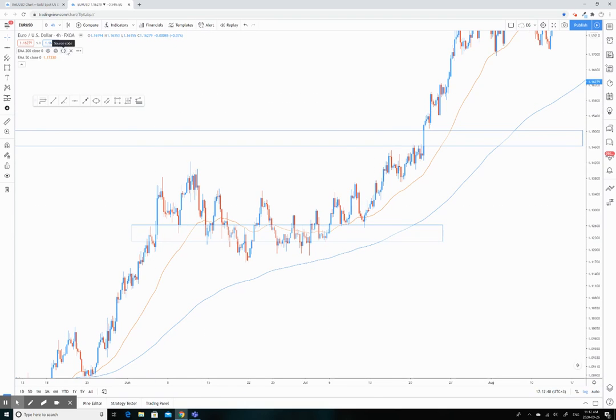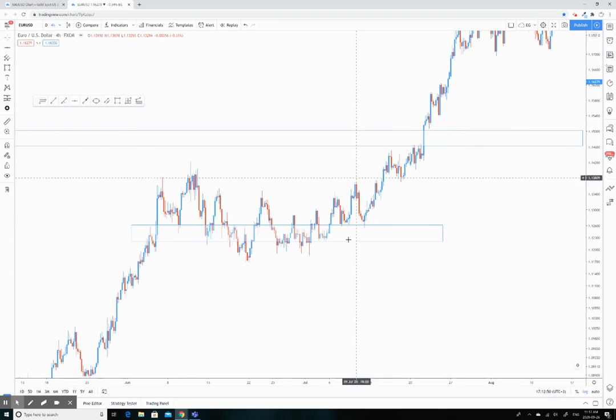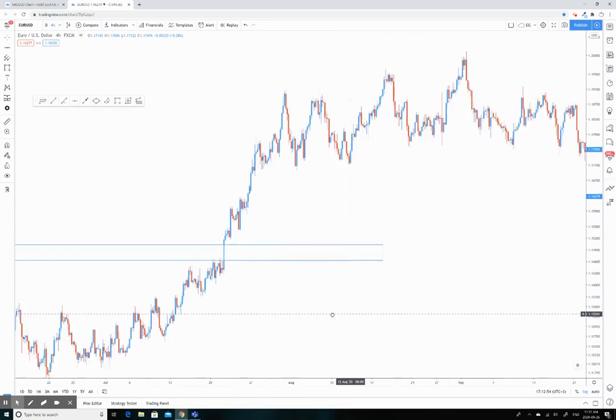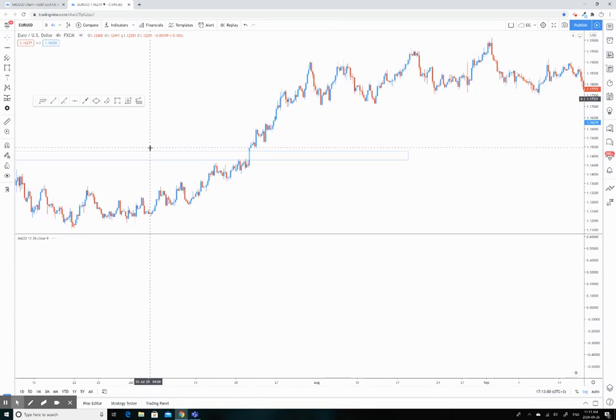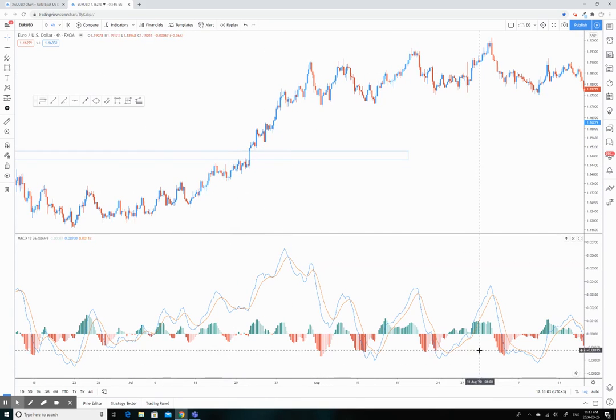So let's delete those guys and let's get into the MACD. You probably heard me talk about the MACD as well. I absolutely love the MACD because a lot of my trading relies on momentum. And that's what the MACD is indicating to us. It's indicating how strong our trend is and how much momentum we have coming out of a certain area.